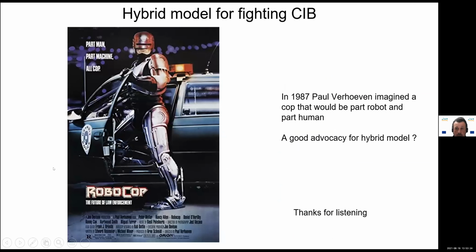This is my last frame to sum up the debate of the hybrid model. This is a picture from the 1987 Paul Verhoeven movie, Robocop, and it sums up pretty much how the debate about the hybrid is framed. Part man, part machine, all cop. Thank you very much for listening.